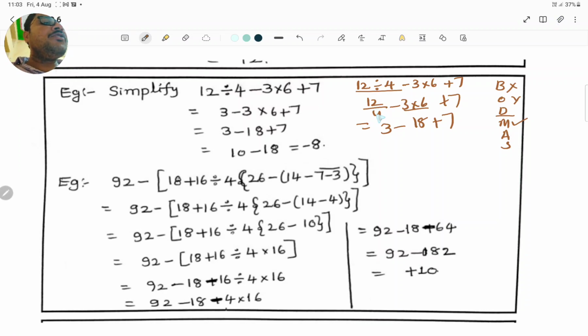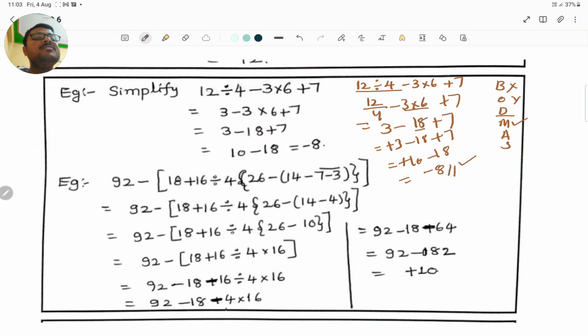12 by 4, we will get how much? 3. Division over. Next what remains? Multiplication. 3 into 6 is 18, plus 7. Here plus 3 minus 18 plus 7. Plus 7 plus 3 is plus 10, minus 18. Plus 10 minus 18 means subtraction. Minus 8 is the answer.